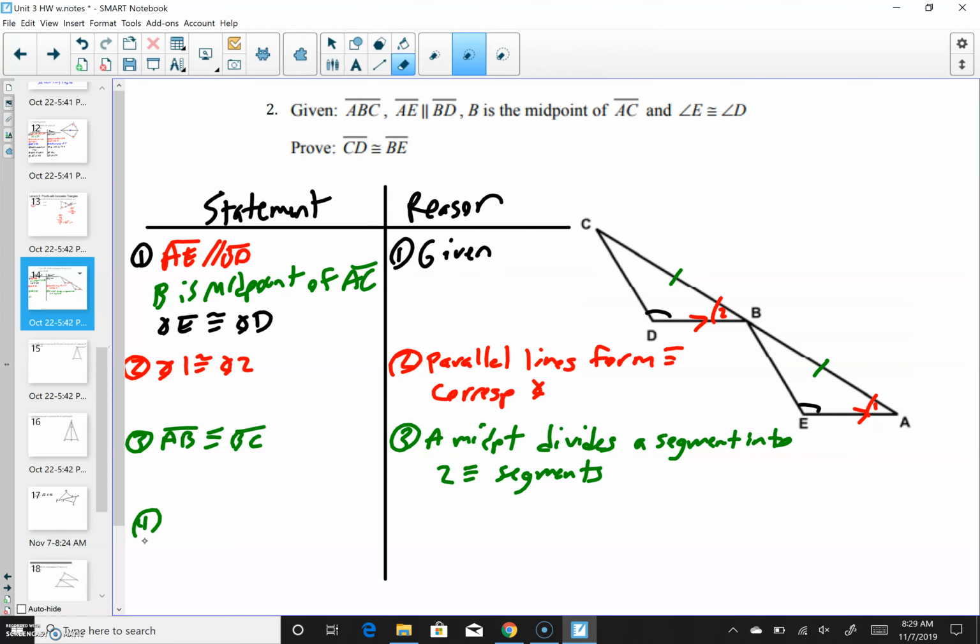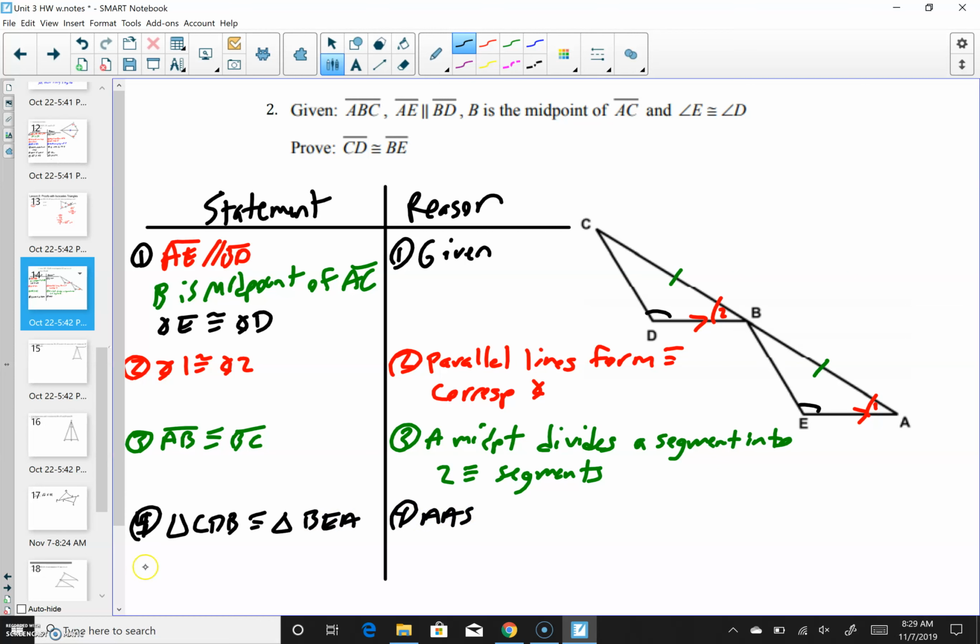And we know that's not going to be our last step because we have a CPCTC part for CD congruent to BE. So in step 4, triangle CDB is congruent to triangle BEA, and we said angle, angle, side was our pattern. And then to finish this off, CD is congruent to BE, and our reason for that is CPCTC. Once we get our 2 congruent triangles, we have our CPCTC piece.